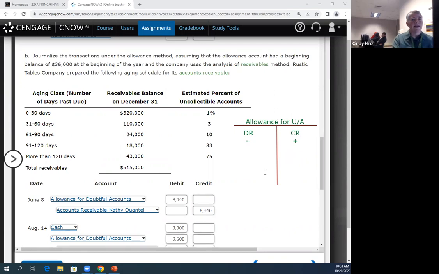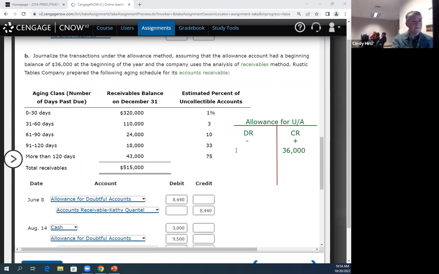You'll notice they tell us it had a beginning balance of 36,000, but it does not tell us whether that was a debit or credit balance. Because it's not telling us the type of balance, we can assume that it has the normal balance. That would be a credit balance. And so I've recorded that dollar amount on the credit side. But let's see what happened in that allowance account.